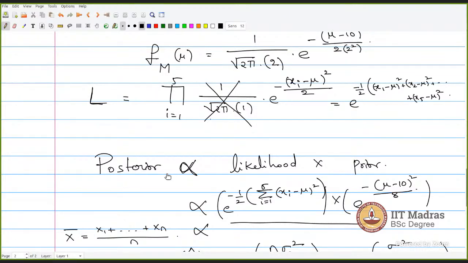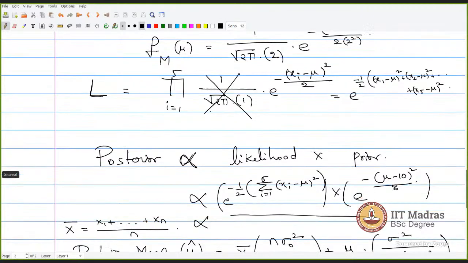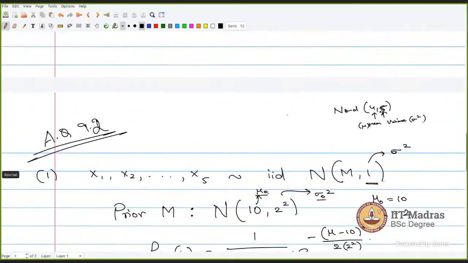What n is just count the number of samples. So that's it. I think you can apply the same thing. Thank you so much. Okay then, so that's about 9.2.